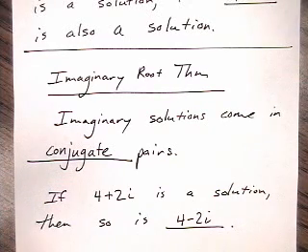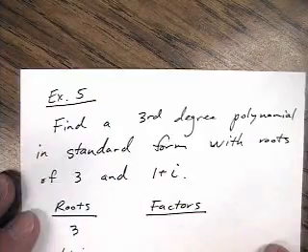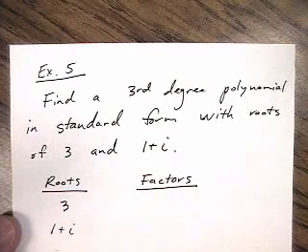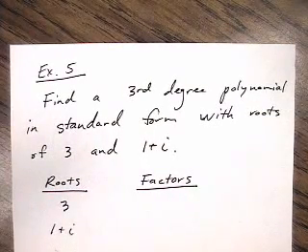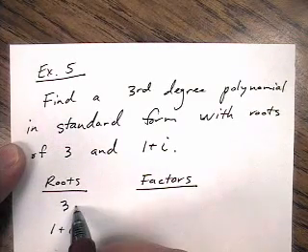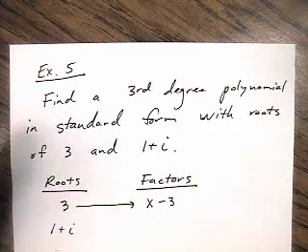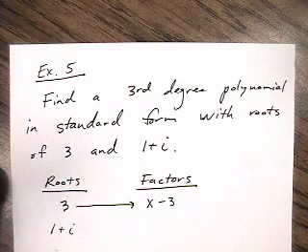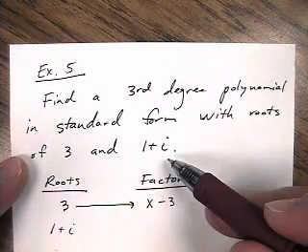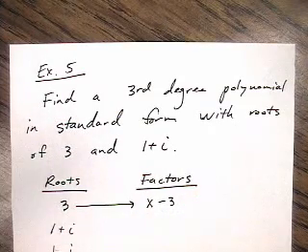Now the last example that you need is from example 5. In example 5 it says find a third degree polynomial in standard form with roots of 3 and 1 plus i. Well, if you know 3, what is the factor that comes from that? Yes, it's x minus 3. If you know 1 plus i, what other solution do you also know? Yes, you know its conjugate, 1 minus i.